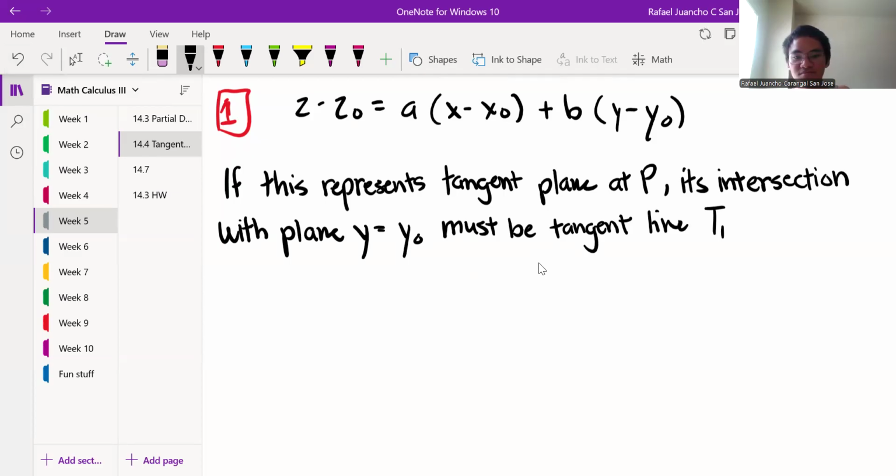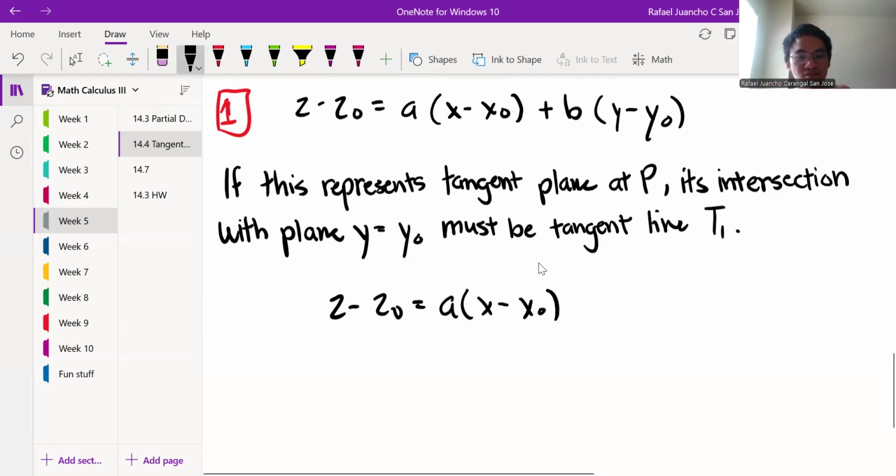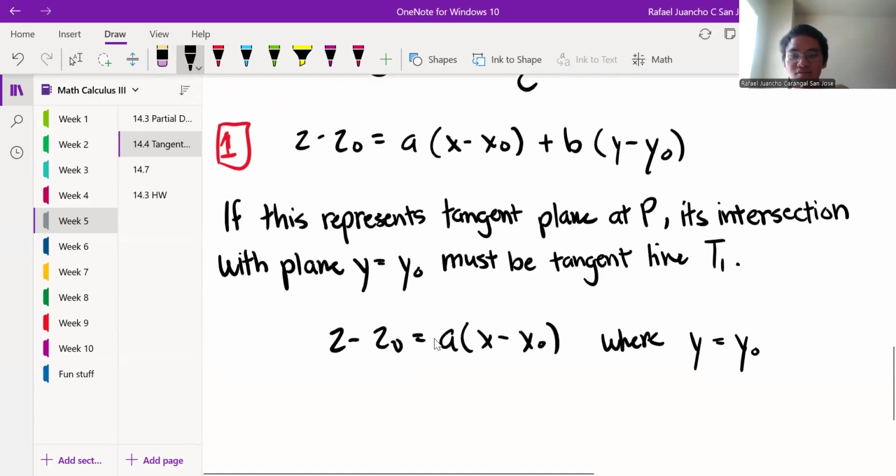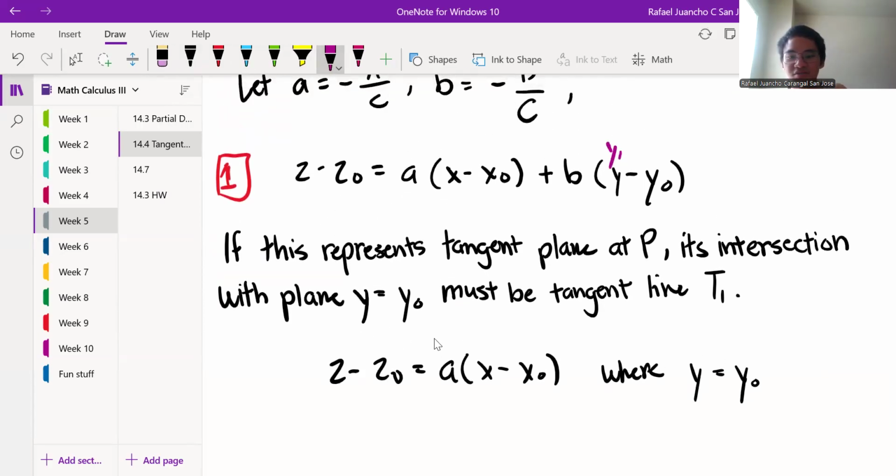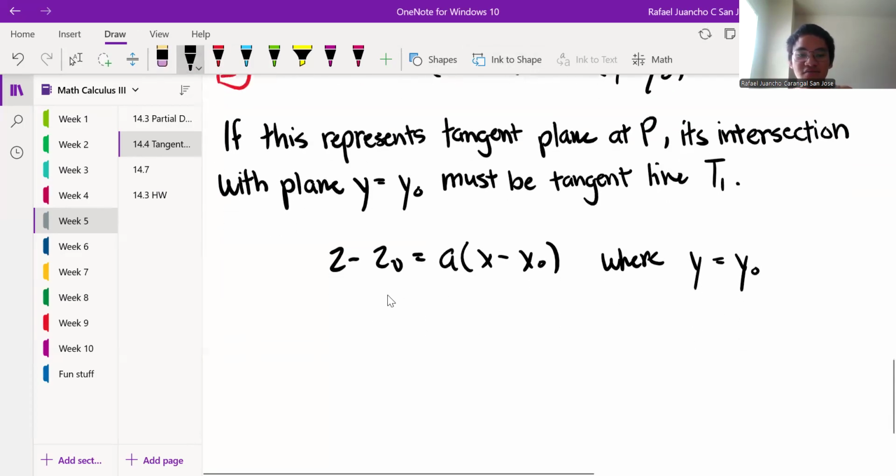And so from there, well, if we set y equal to y naught, then we just get z minus z naught is a times x minus x naught. Okay, my handwriting is getting messy. Where my y is y naught. Because if this was y naught, let me actually do the computation. If this is y naught, well, then that's just 0. 0 times b is 0. So we have this plus 0. So basically, we're left with this.